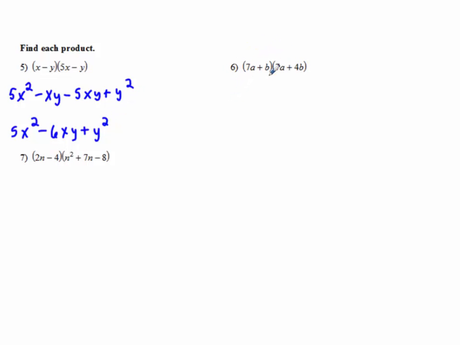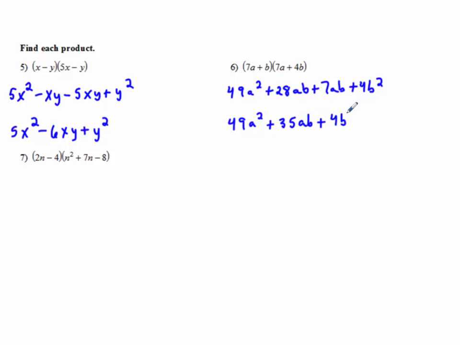So 6 is pretty much the same and should be pretty easy. 49a squared plus 28ab plus 7ab plus 4b squared. Again, don't worry about what order they go in, since we have an a squared and a b squared. In the middle, though, that should be 35ab plus 4b squared.